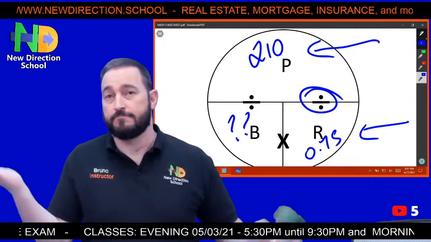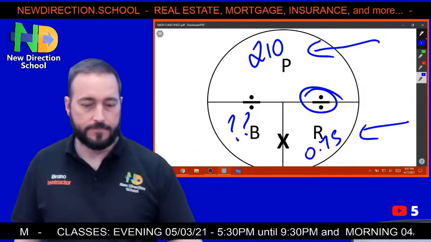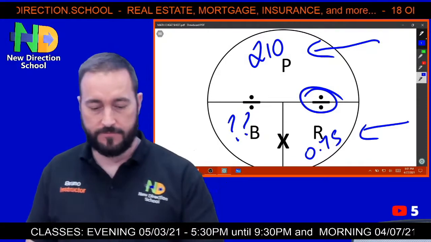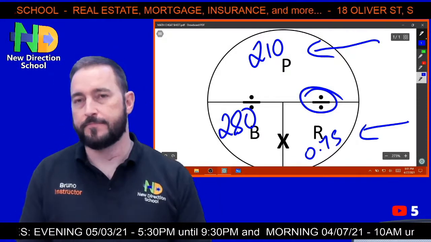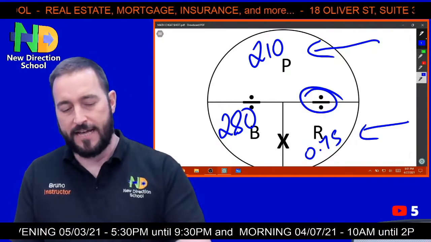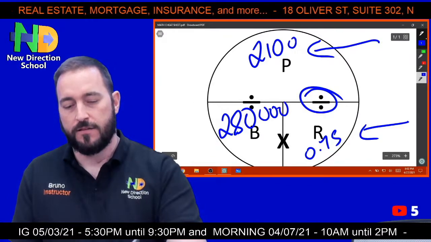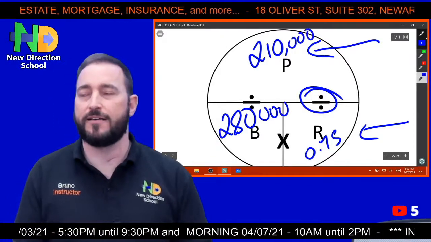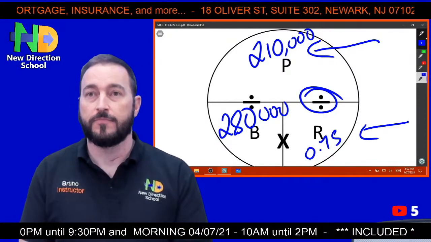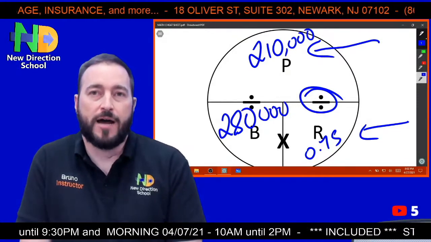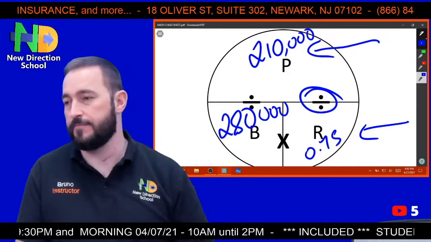$280. Right? Perfect. That means that the whole value is 280. Let's add a few numbers. Let's say the bank gave you a 75% loan, right? So what's your loan amount? Your loan amount is 210.